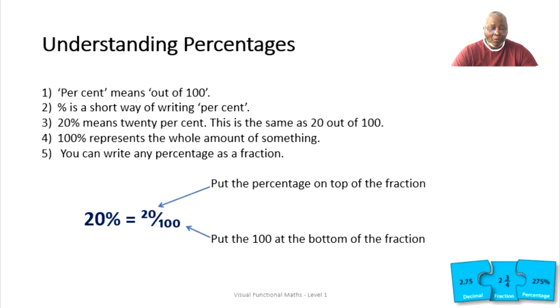100% represents the whole amount of something. Not just one, but the whole amount of something. It can be numbers, it can be quantity, it can be volume, but as long as there's a figure to it, that is what the whole amount is. You can write any percentage as a fraction. As you see on the board, 20% is equal to 20 divided by 100. You put the percent on the top of the fraction, and then you put the 100 at the bottom of the fraction.